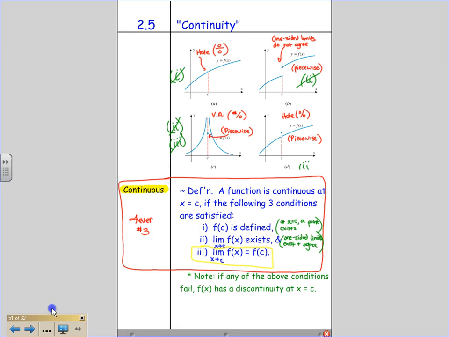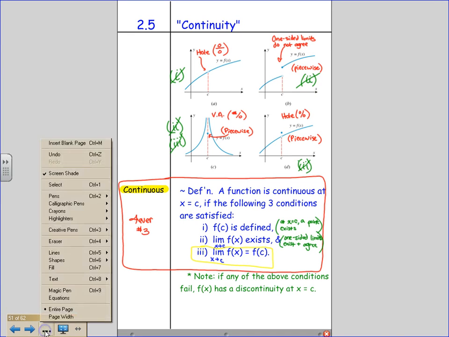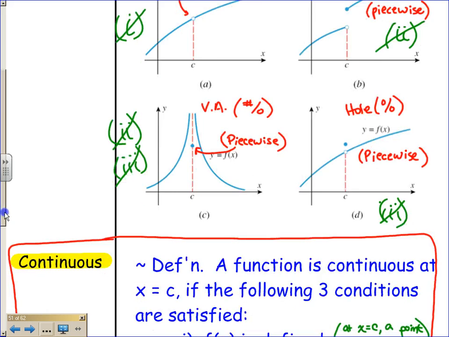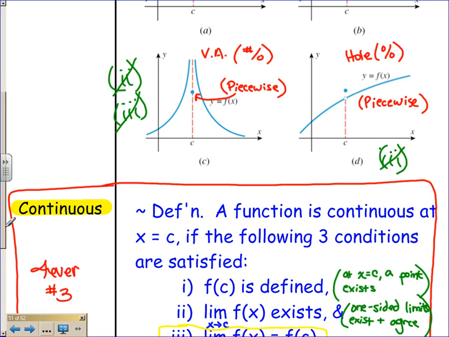Maybe I should zoom in on this for just a second. There's way too many dots. We'll just pretend. For part D, does the limit exist? Yeah, it's right about there, right? Does the point exist? Yep, its y value is right about there. But are these the same? No. Doesn't agree. The limit doesn't agree with the point, so therefore it has to be discontinuous.